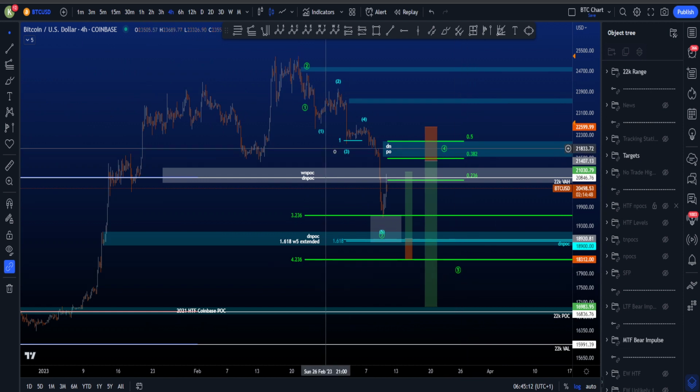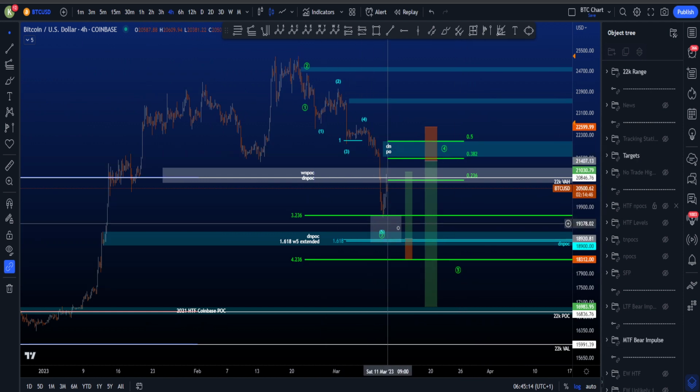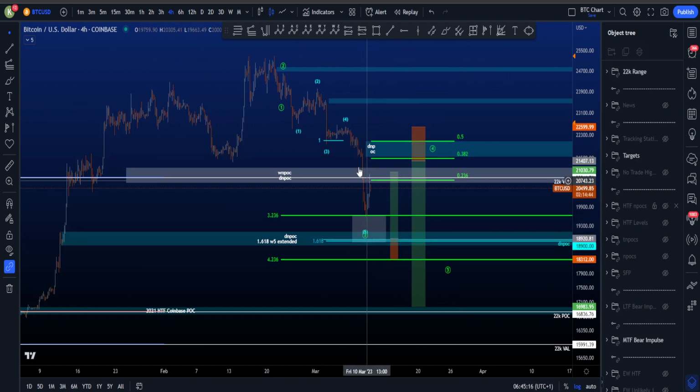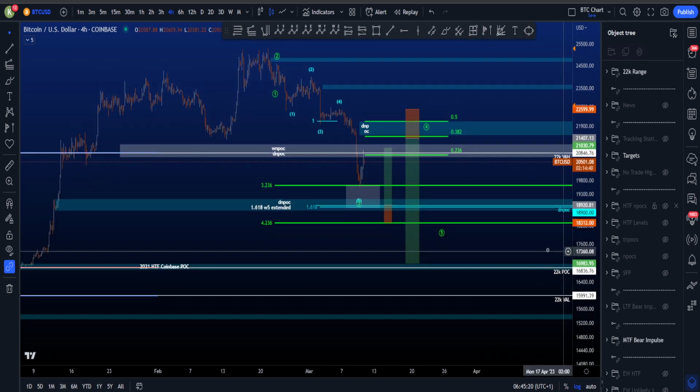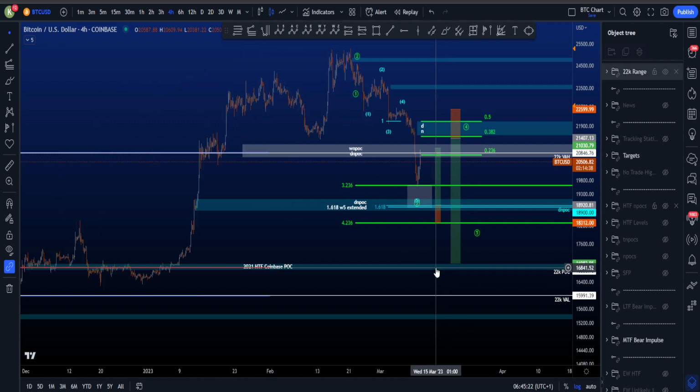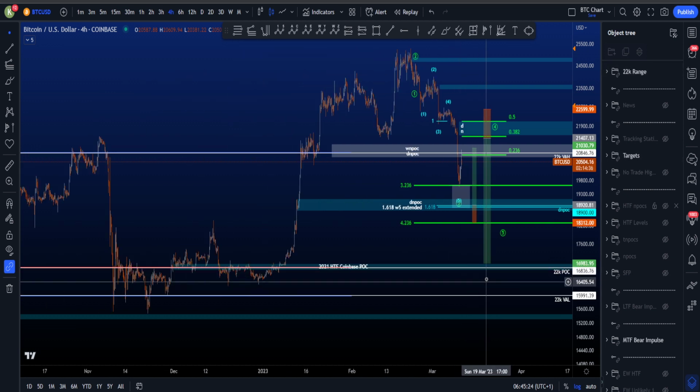And because we are at least back in the range once more, even when we go out, the fact that we got back into the range creates a high probability for price to go to the point of control of this range, which currently sits at 16.8k.